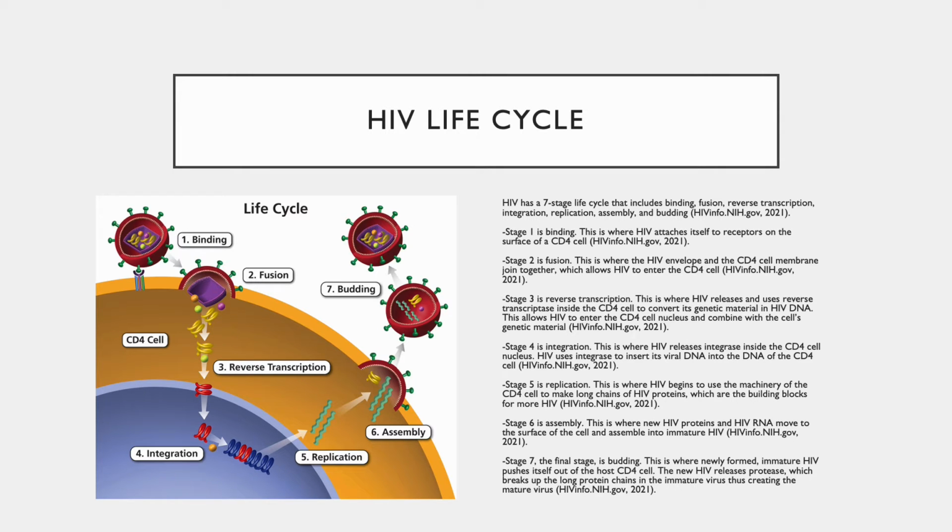Stage 7, the final stage, is budding. This is where newly formed immature HIV pushes itself out of the host CD4 cell. The new HIV releases protease, which breaks up the long protein chains in the immature virus, thus creating the mature virus.